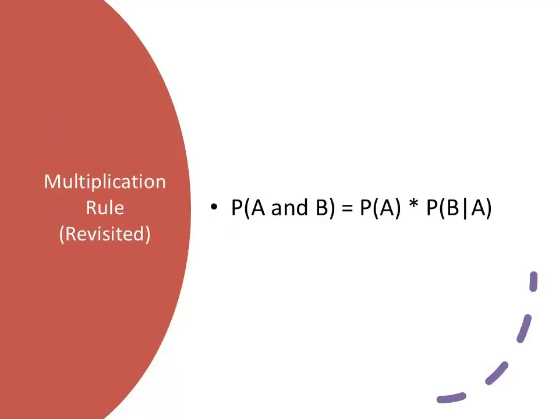Rearranging our definition gives us the multiplication rule. Probability of A and B equals probability of A times the probability of B given A. This form helps when you want to compute the joint probability from the marginal and conditional probabilities.